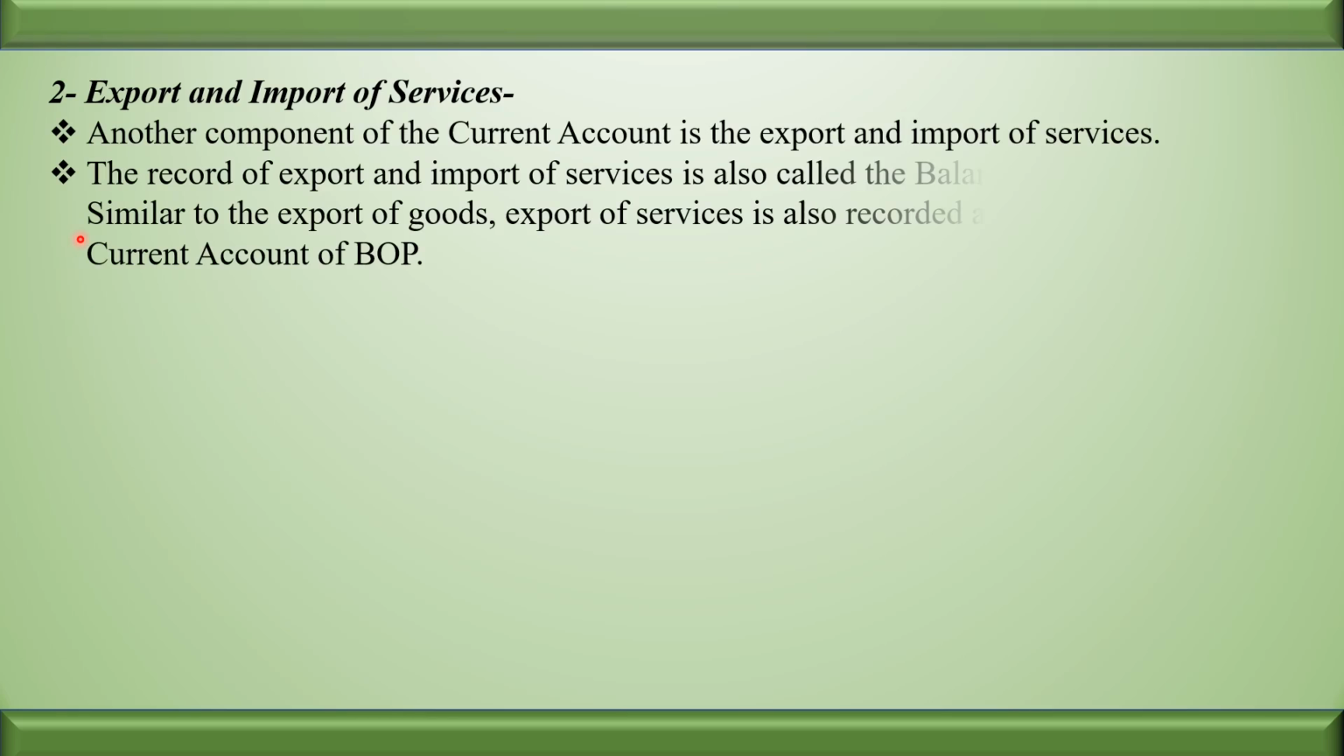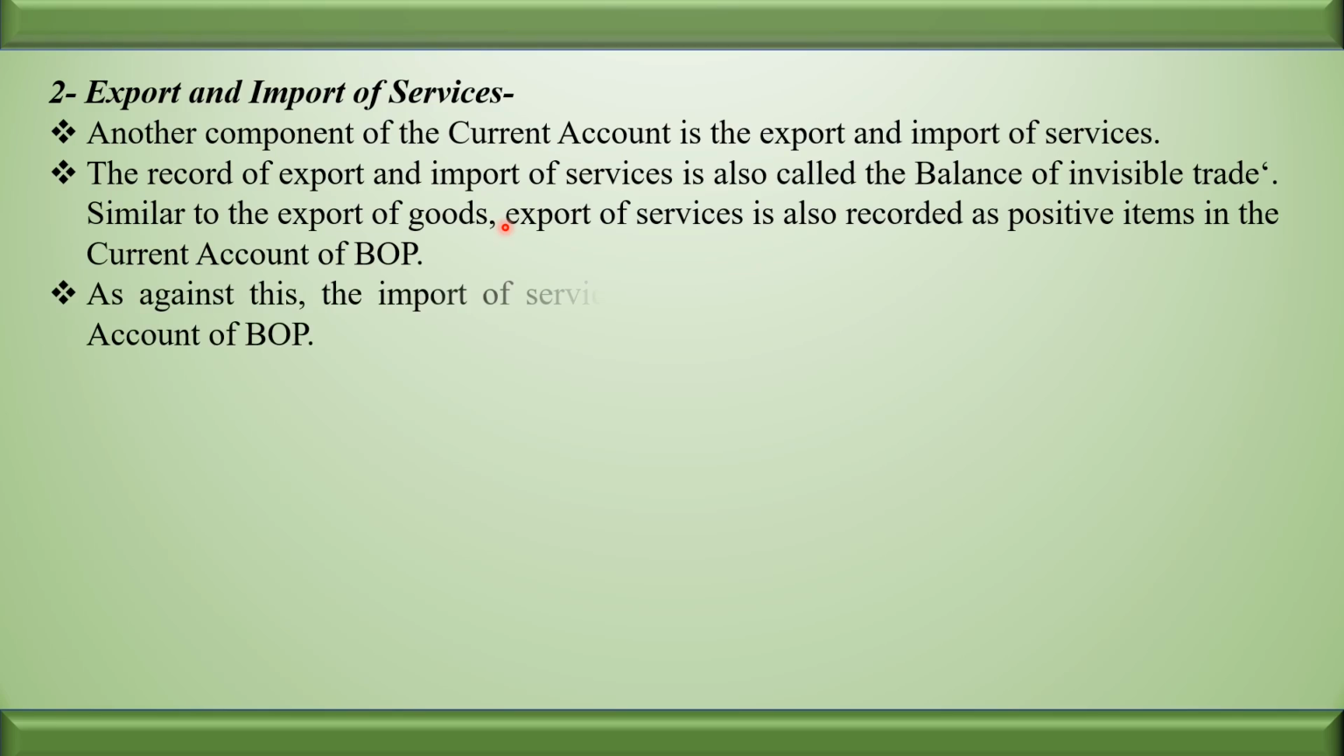The second component is export and import of services. The record of export and import of services is also called balance of invisible trade. Why? Because here the import and export of services is going on which is not visible. So it is called balance of invisible trade, and it is similar to the export and import of goods. Remember one thing, the export of services will be recorded as a positive item because it brings foreign currency, and the import of services will be considered a negative item. Why? Because it results in the outflow of foreign currency.